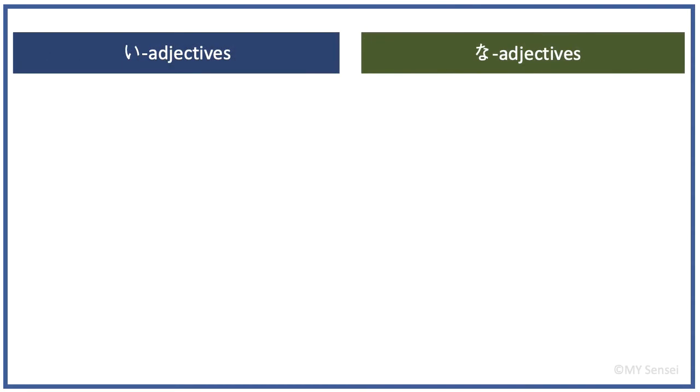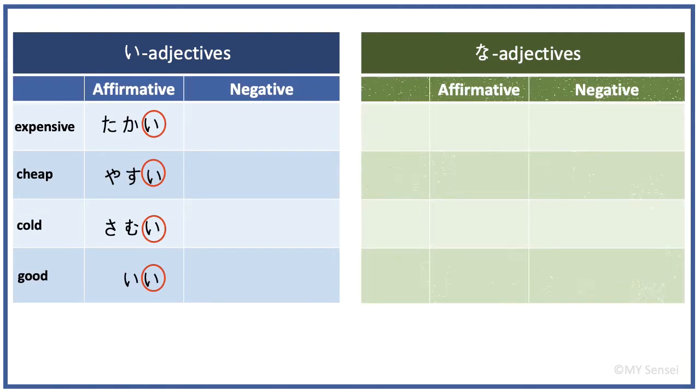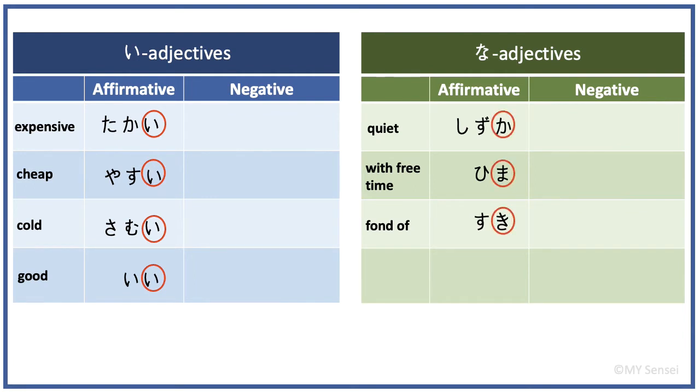There are two types of Japanese adjectives. They are i-adjectives and na-adjectives. The ones on the left all have an i ending, so they are i-adjectives. The ones on the right do not have an i ending, so they are na-adjectives. Please note that kirei, among many others, ends in i. It is an exception. It is a na-adjective.